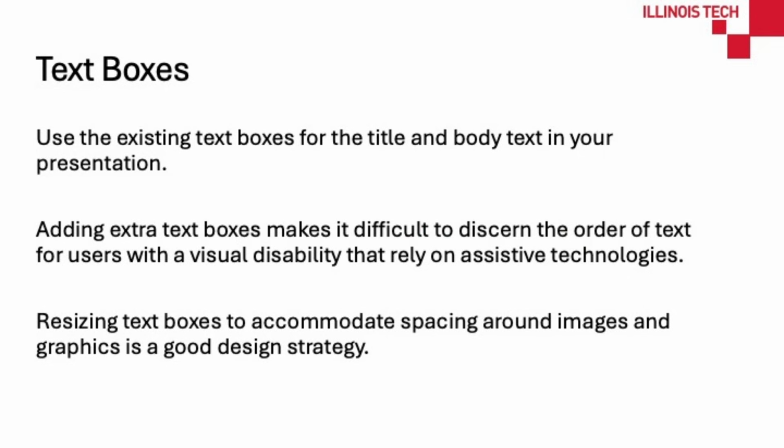When adding content, stick to the pre-existing text boxes provided in the template for titles and body text. This is why it is important to choose the right type of layout from the start. Inserting extra text boxes can disrupt the screen reader's reading order for users with visual disabilities. If you need to fit images or graphics, simply resize the existing text boxes to adjust your spatial layout.